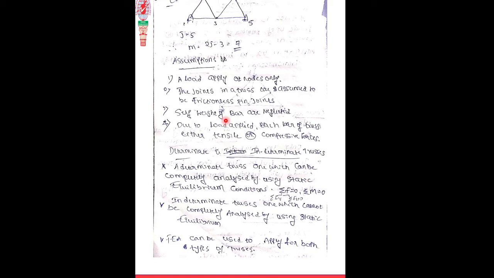Self weight W. What is W? Rho W means weight density. But W alone means what? Weight. Only weight. How to calculate the weight?